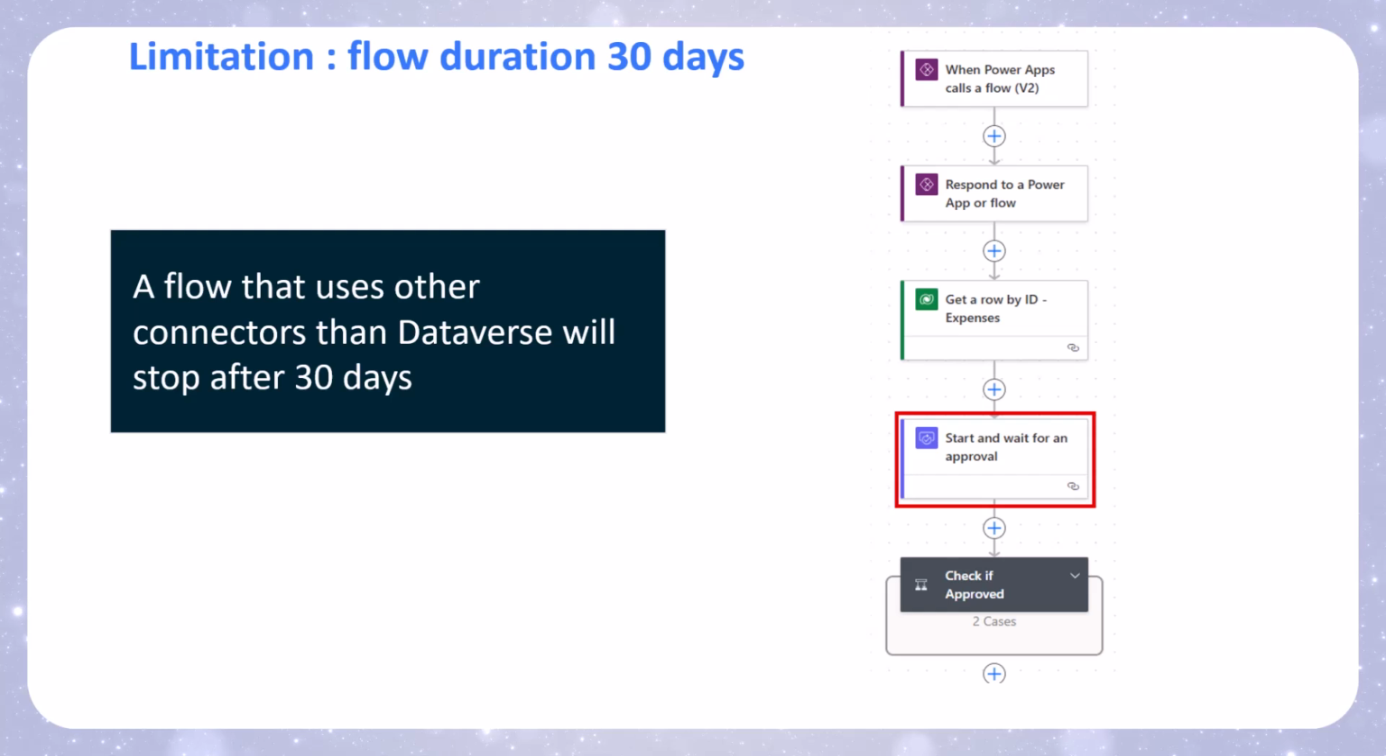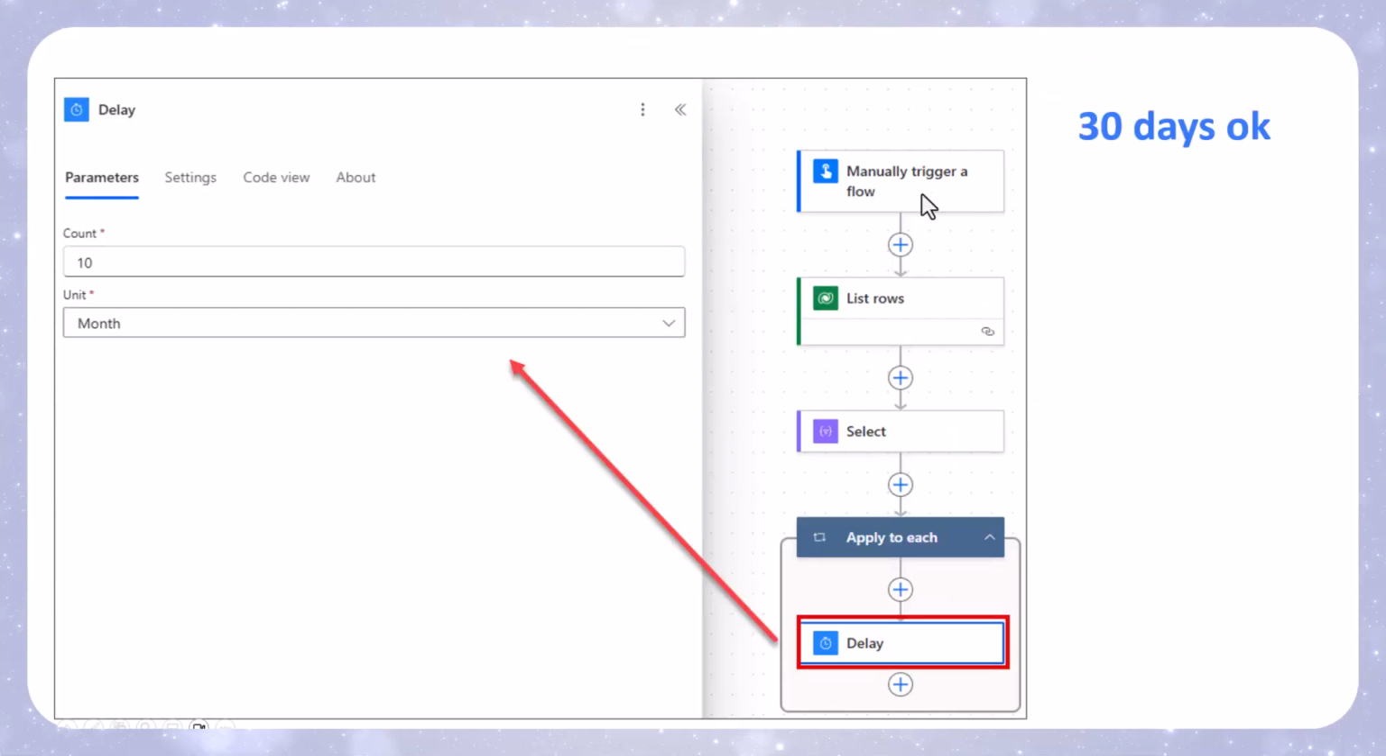Actually, it's a bit more complex than this. A flow that uses connectors other than Dataverse will stop after 30 days. So for instance, this flow, you see, with an apply to each and a delay of 10 months here, does not have any other connector than Dataverse. So it's fine, it's okay. More than 30 days is fine.